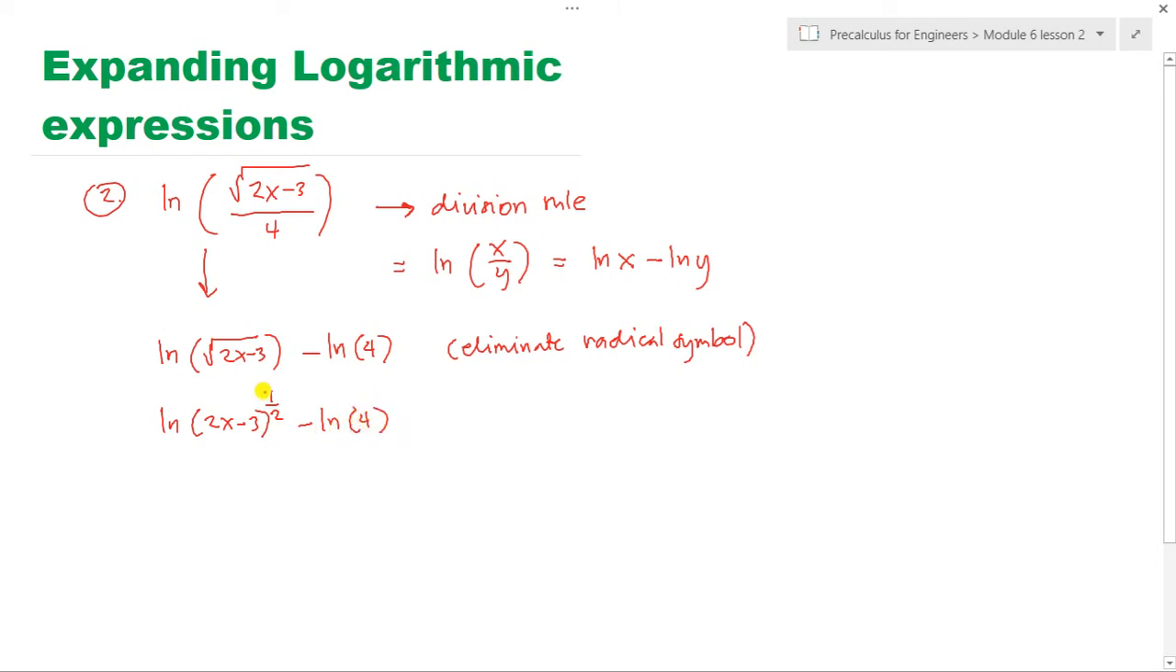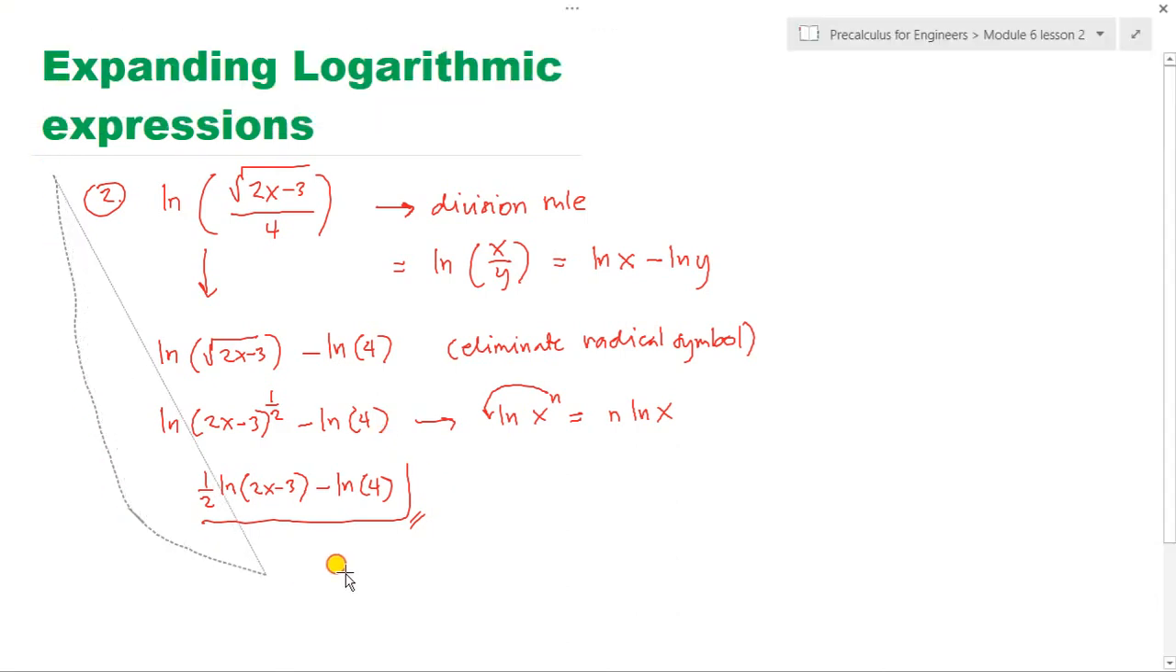Okay. Now we apply the property that ln of x raised to n is just equal to n ln of x, right? The exponent comes down. So therefore, this is equal to 1/2 ln of 2x minus 3 minus ln of 4. That is its expanded form, with no more exponent in the resulting expression.